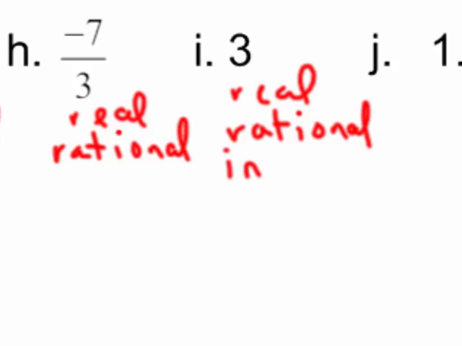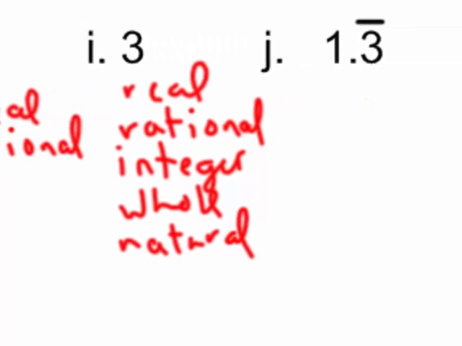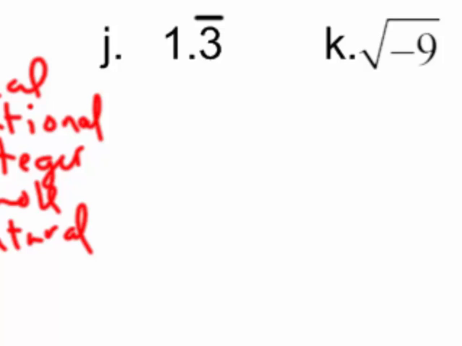So 3 is real. It's rational. I can write it as a fraction. It is an integer and a whole number and also a natural number. That's the last thing that I would look at. Okay, 3, yeah, 1, 2, 3, 4.